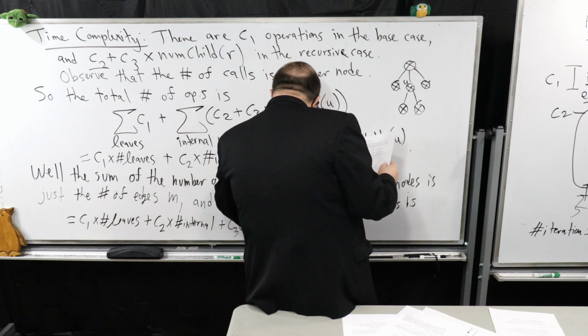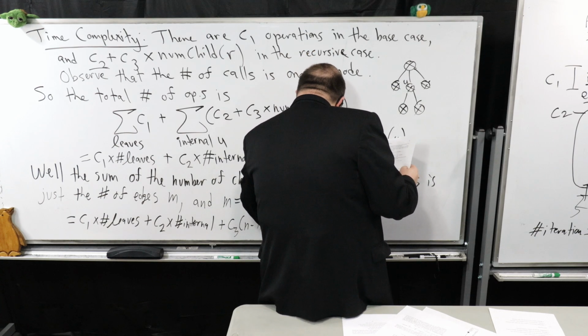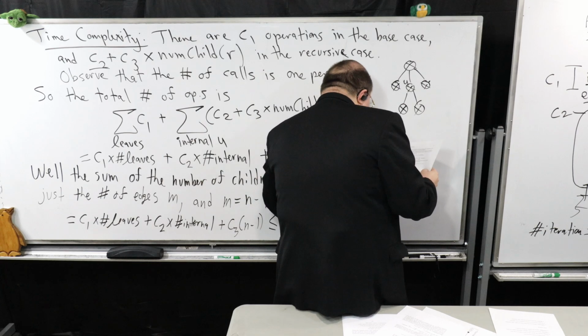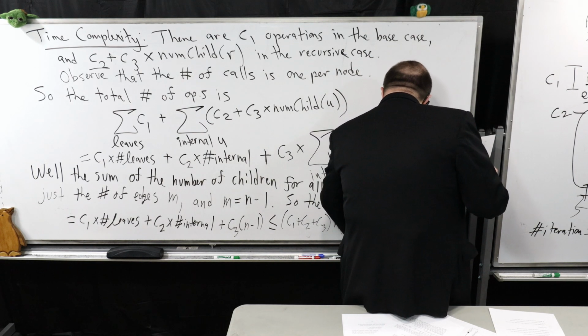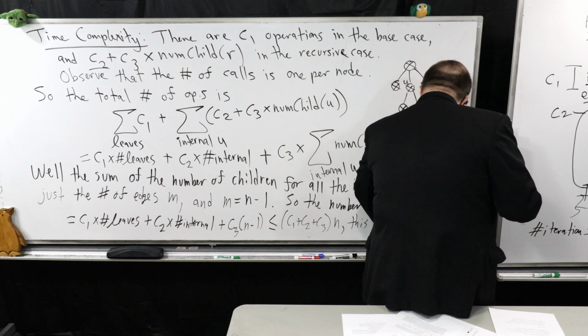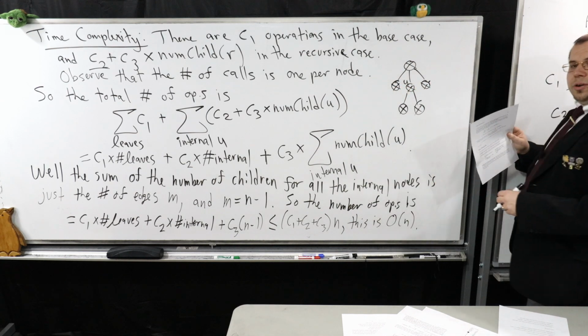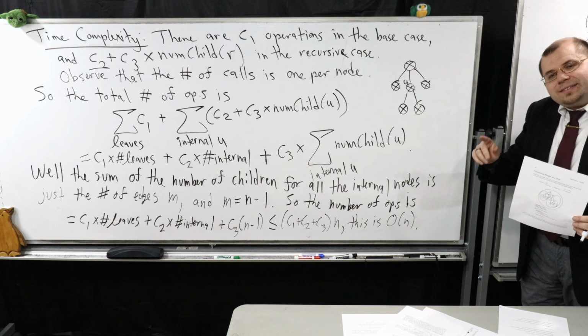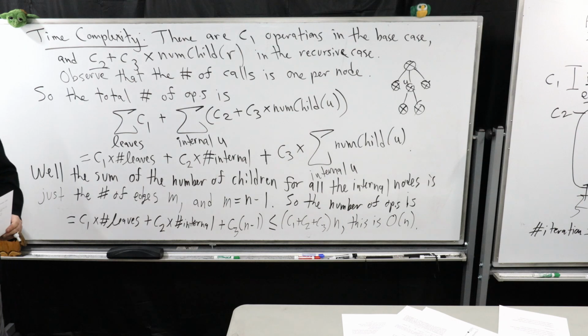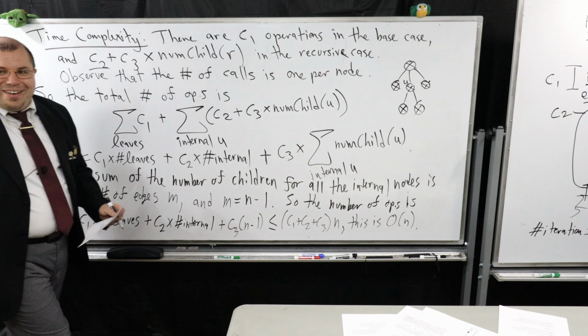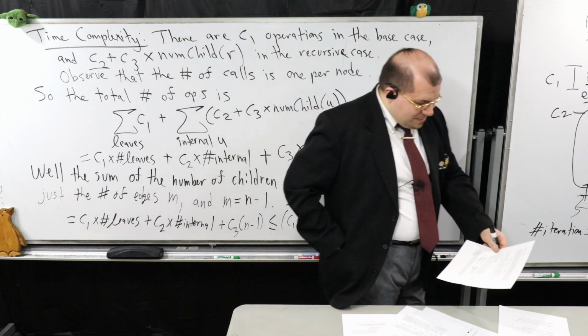So that means this is less than or equal to C1 plus C2 plus C3 times n. This is big O of n. So it means that this algorithm runs in big O of n, where n is the number of nodes in the tree. So this is quite nice. It's linear in the number of nodes in the tree.